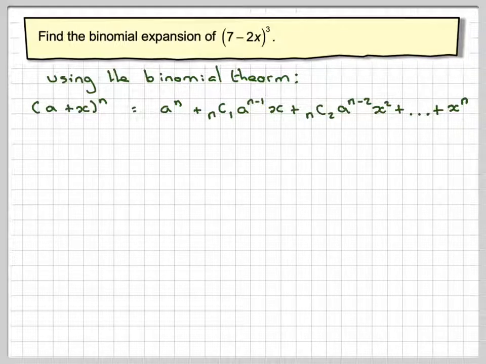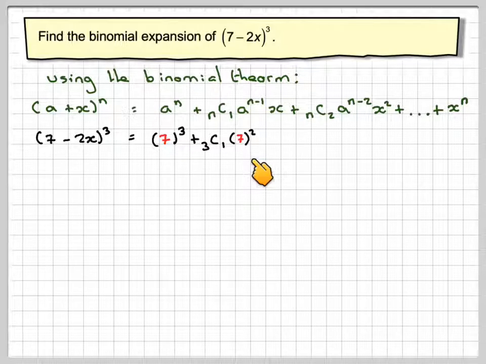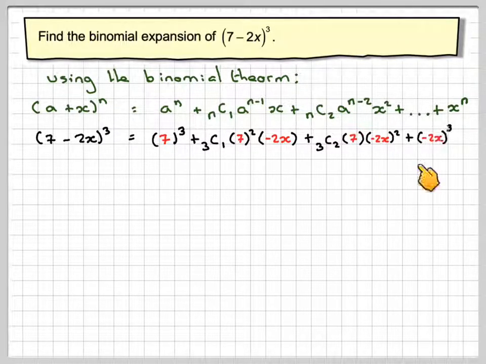So a will be 7, and x in this case will be equivalent to minus 2x. So it's going to be 7 cubed. Now you need to make sure you use brackets. nC1, so it will be 3C1 of 7 squared, so the power gets reduced by 1. Then in brackets minus 2x, because it's x to the 1, so x is minus 2x, plus 3C2, 7 times (minus 2x) squared, and then the last term will just be plus (minus 2x) cubed. We know we got to the last term here because this last one must be (minus 2x) cubed.